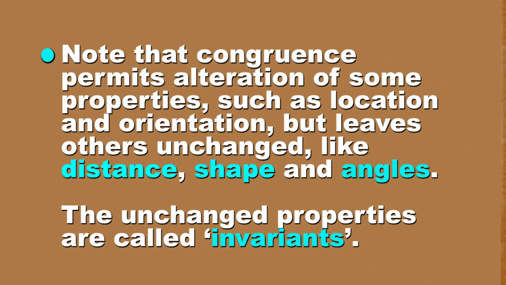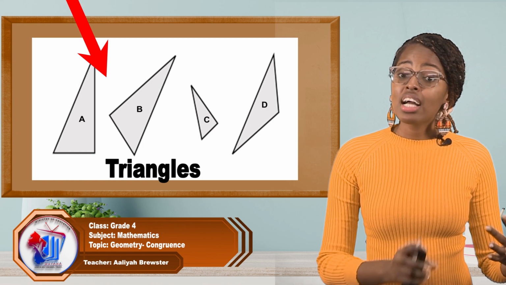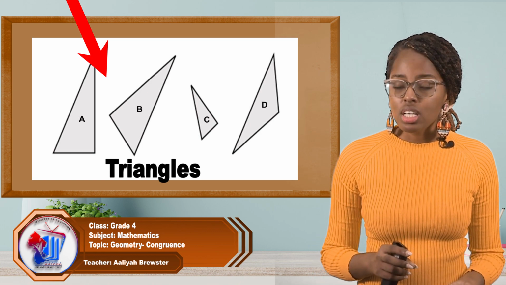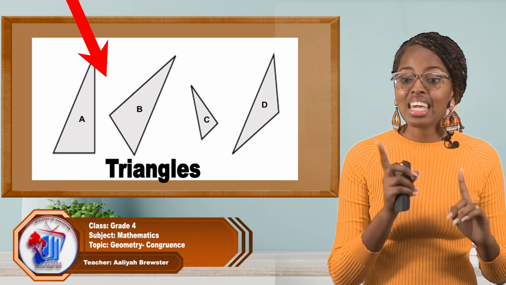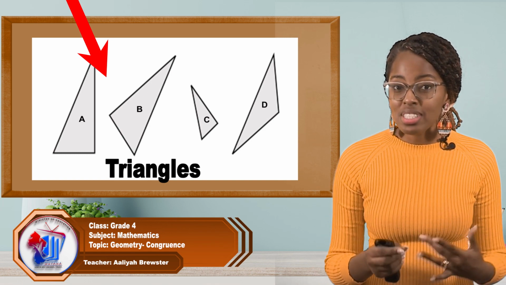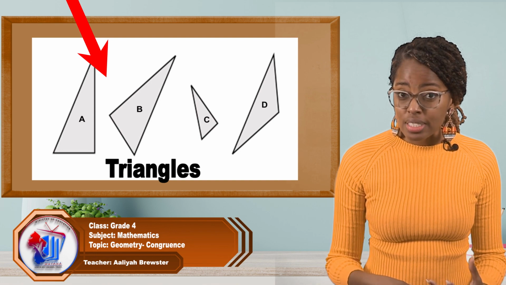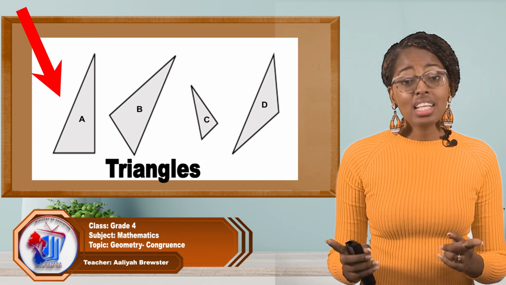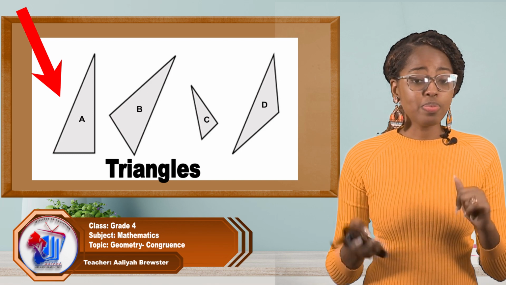Note that congruence permits alteration of some properties, such as location and orientation, but it leaves others unchanged, like distance, shape, and angles. The unchanged properties are called invariants. This means that triangles A and B are congruent because they have the same angle, the same size, or the same measurement, even though triangle A is slightly tilted.